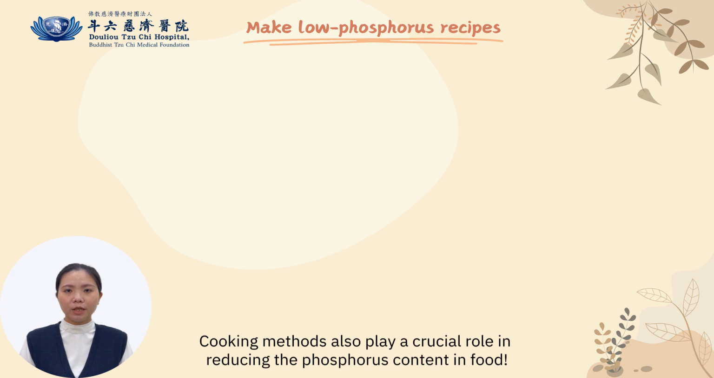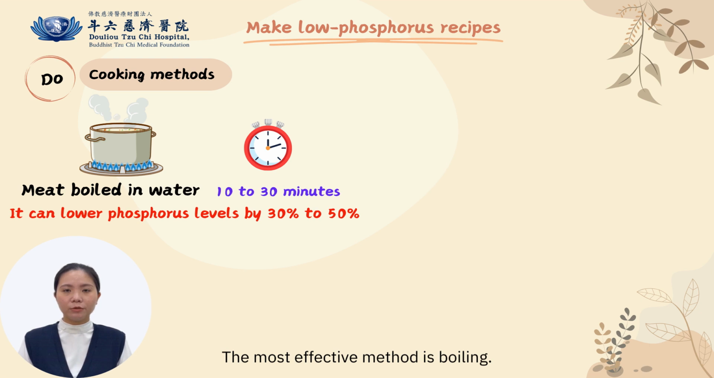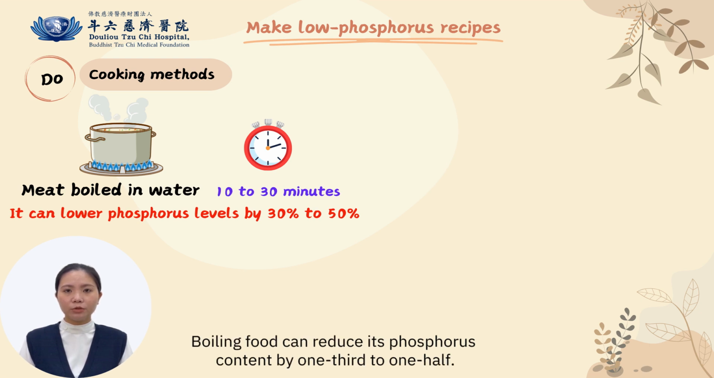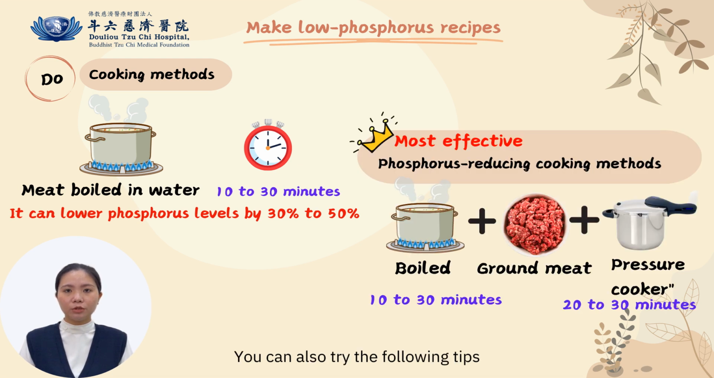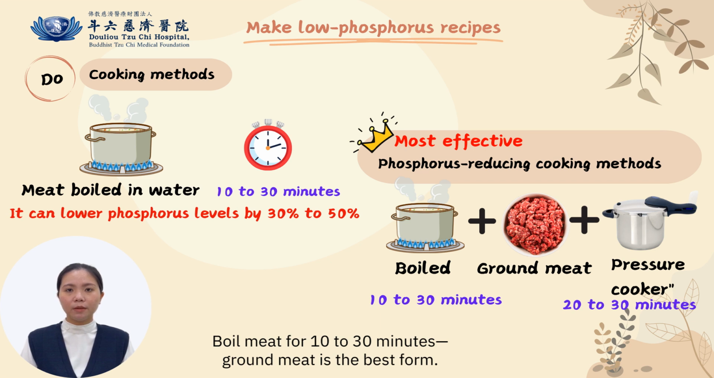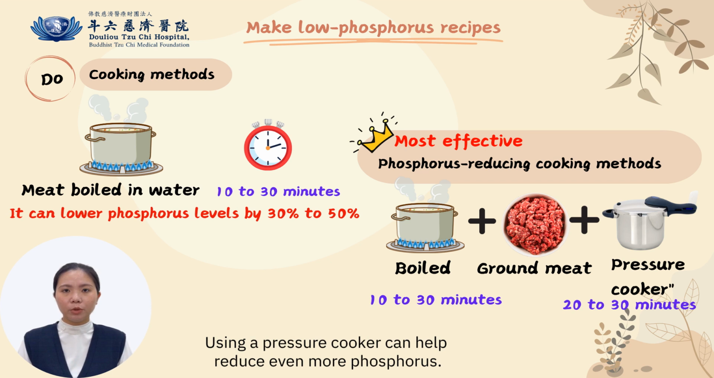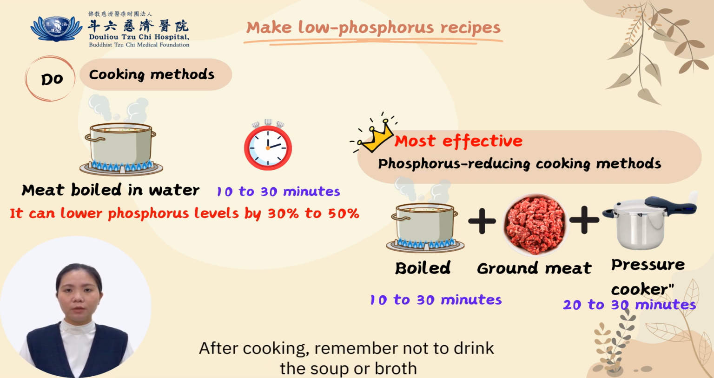Cooking methods also play a crucial role in reducing the phosphorus content in food. The most effective method is boiling. Boiling food can reduce its phosphorus content by 1/3 to 1/2. You can also try the following tips. Boil meat for 10 to 30 minutes. Ground meat is the best form. Using a pressure cooker can help reduce even more phosphorus. After cooking, remember not to drink the soup or broth.